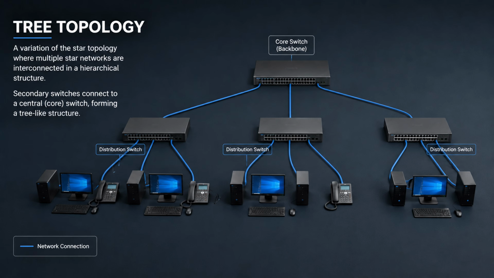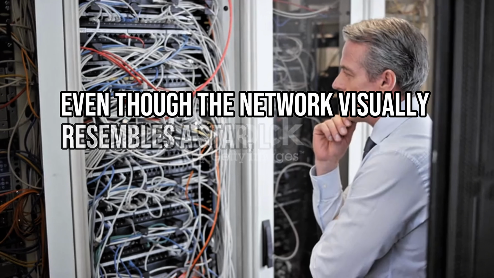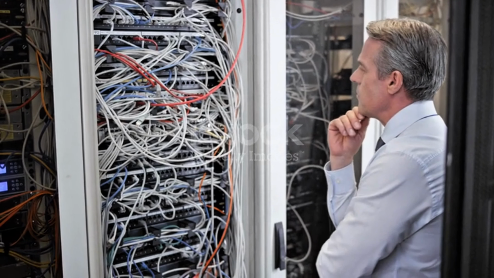Tree. A variation of the star topology, where multiple star networks are interconnected in a hierarchical structure, usually linking secondary switches to a central backbone switch. 2. Logical topology. Logical topology refers to the way data travels through physical circuits, that is, how signals are transmitted from one device to another, regardless of how they are physically connected.